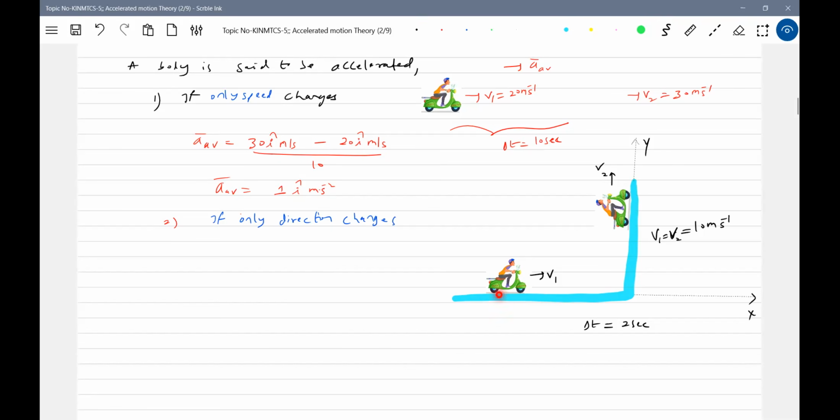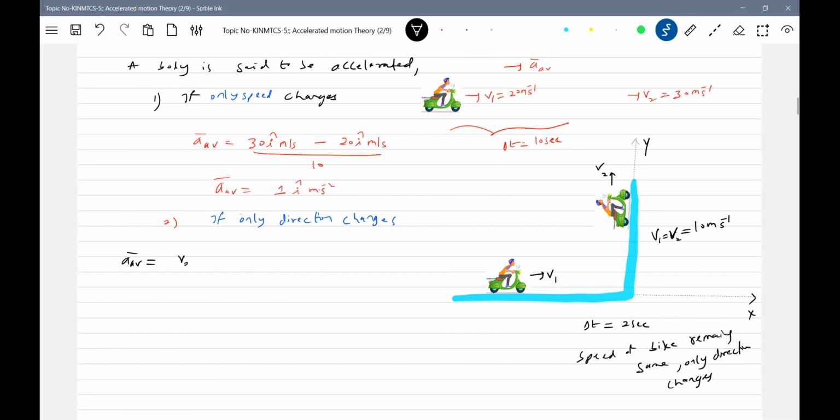It was moving along the positive x-axis. Then it will take a turn. The bike will start moving like this. So what is the speed? The speed of the bike remains the same. Only the direction changes. So strictly I'll write it: speed of the bike remains the same, only direction changes. Okay, due to this, will there be any acceleration? Yes, there is an acceleration.